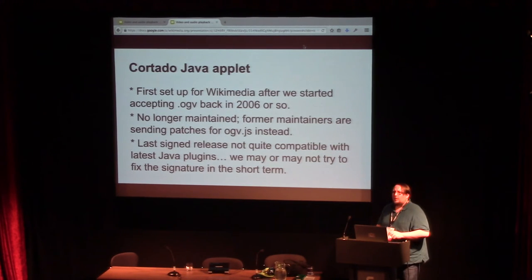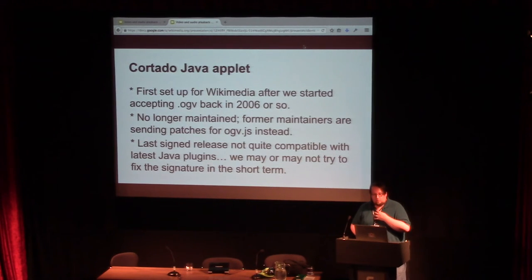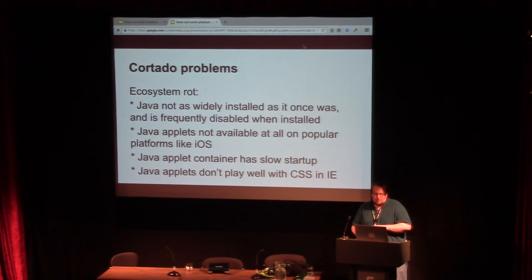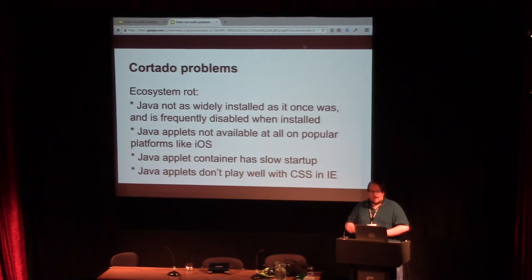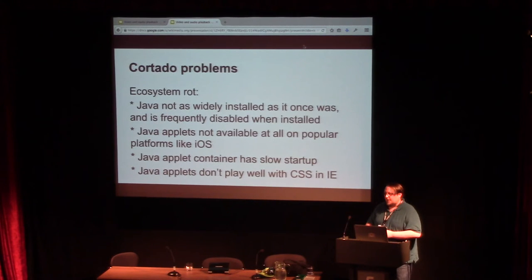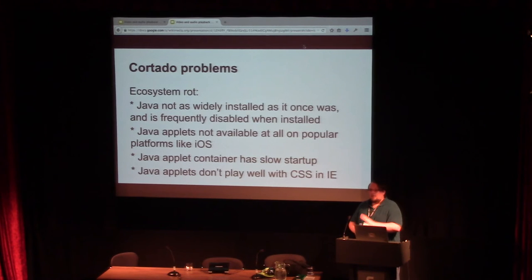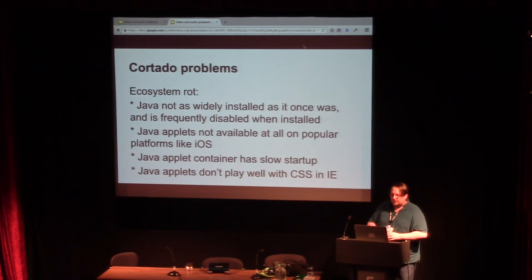It's not maintained, in fact, to the point where the former maintainers of it are sending me patches on my new work. So we really don't want to rely on the old software because nobody wants to maintain it. The basic problem with the Java applet was just ecosystem rot. Java has become less popular over time, so fewer people have it installed. There have also been more and more security problems discovered in the Java applet over time, so it's frequently disabled by default. And in fact, it's totally unavailable on, for instance, iOS devices. There's no Java at all. Android devices are based on a sort of weird version of Java, but no Java applets. So again, nothing there. The Java applet also uses old plugin technologies and ends up doing weird things when you embed it. You can't overlay graphics or controls on top of it. It just doesn't work right.